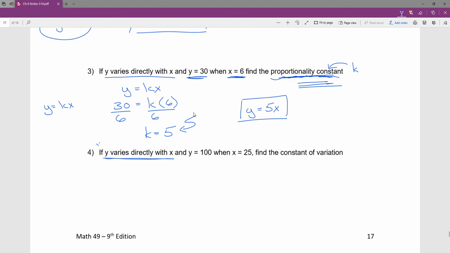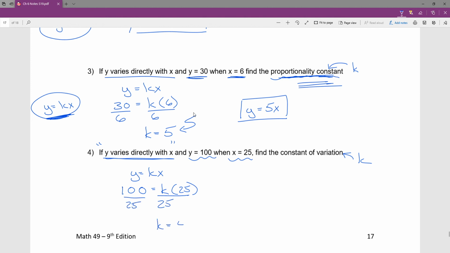As soon as you see that language, that means that it's going to fit this format. And here it says that y equals 100 and x equals 25. So what we're going to do with that is sub in what we know. Again, this is our framework equation. So we've got y equaling kx, and we're looking for k. So we're solving for k. We'd have 100 equaling k times 25, and solving for k, we'd get that k equals 4.